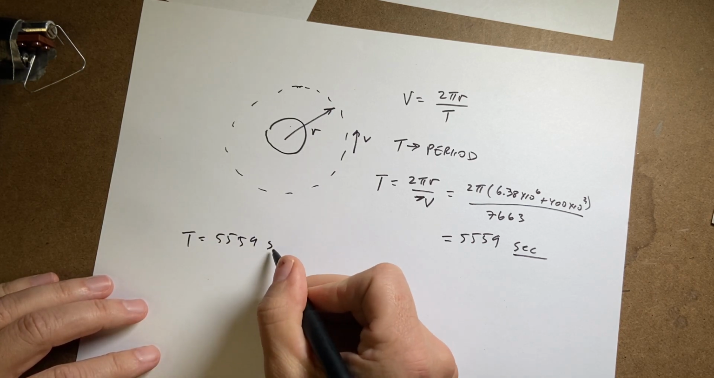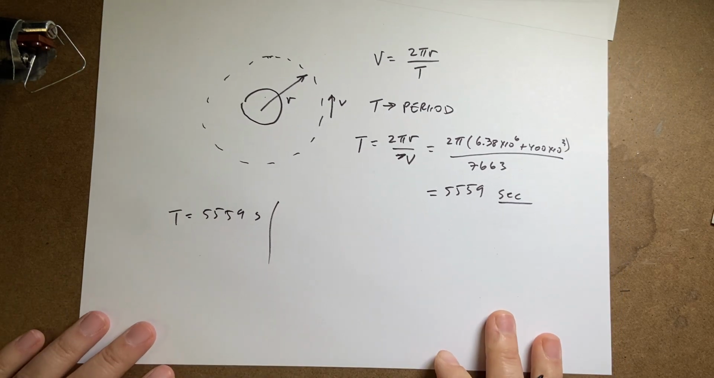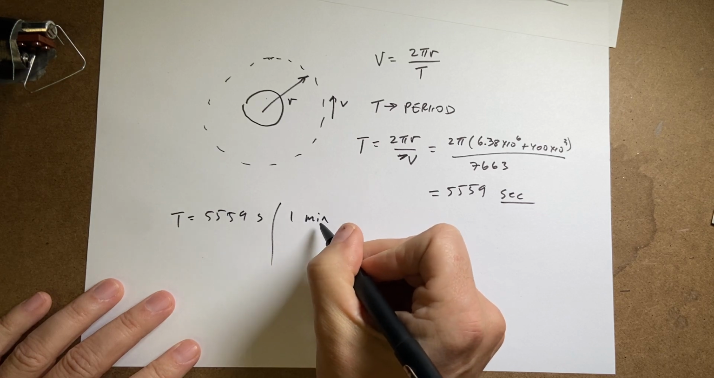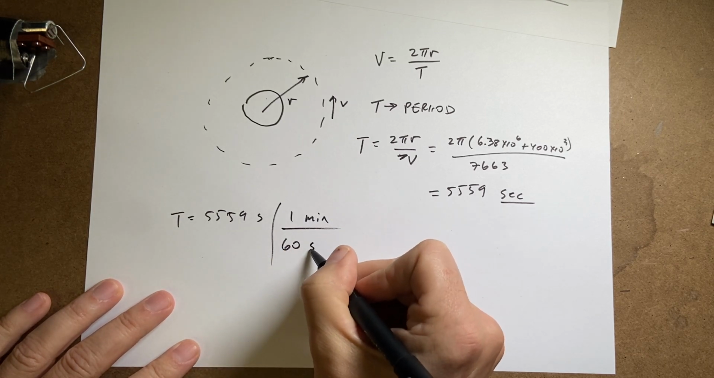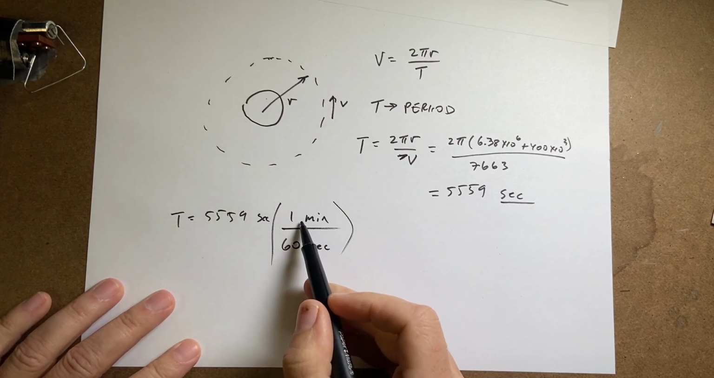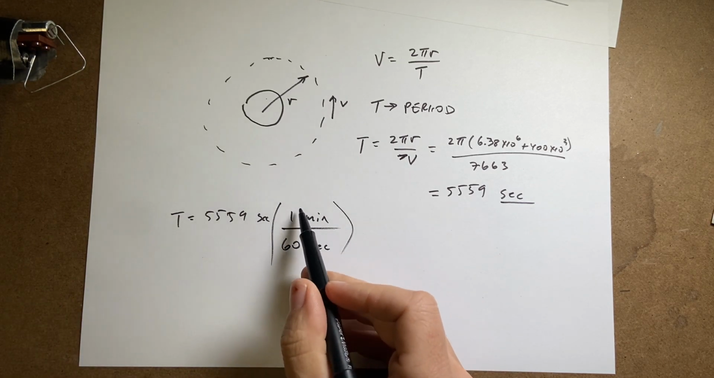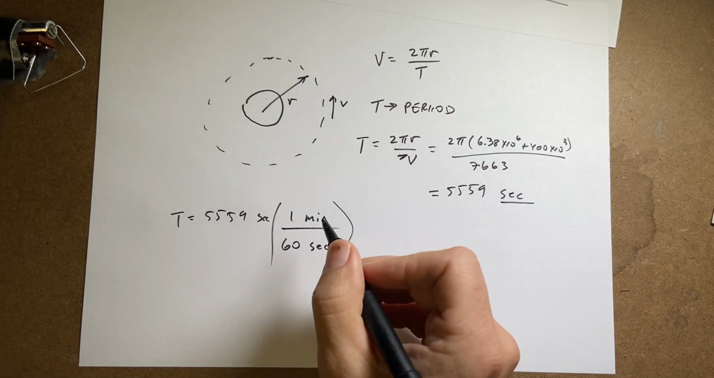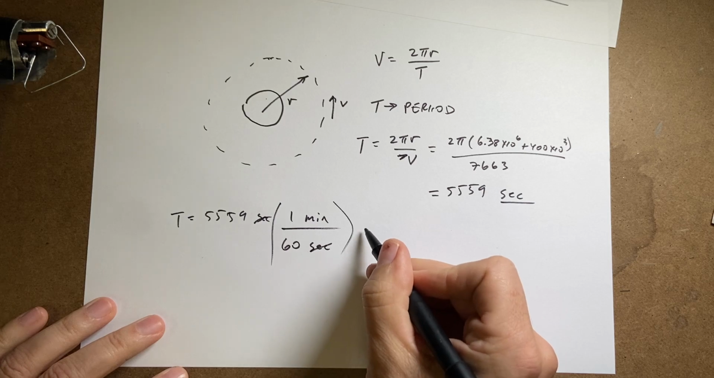Okay, so T equals 5559 seconds. I want to convert that to minutes. So if I say 1 minute is equal to 60 seconds, then I can do a unit conversion. This 1 minute is 60 seconds. So I am multiplying this number by 1. Right? This is the quantity 1, so I'm not changing it. And then here the seconds cancel.